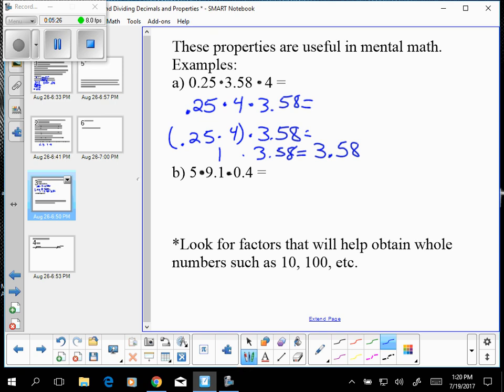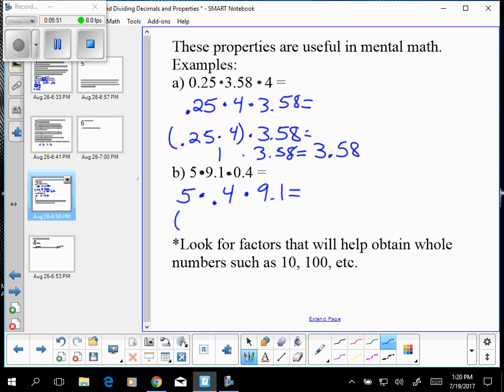Look at example B. Can you see how it would be easier to not take this one exactly in order? Yes, to take the 5 times the 0.4 is a whole lot easier. That's going to be a 2. So if I use the commutative property to move the 0.4 and the 9.1 around, I'm going to make an easier problem for myself.